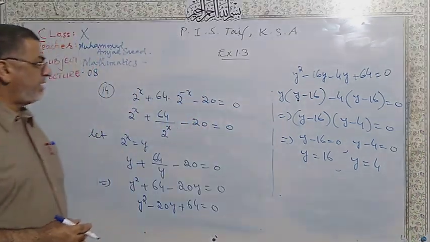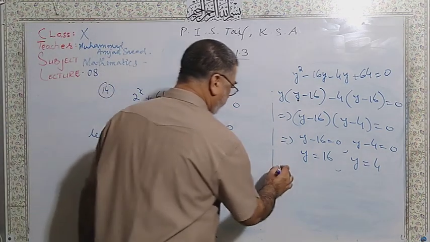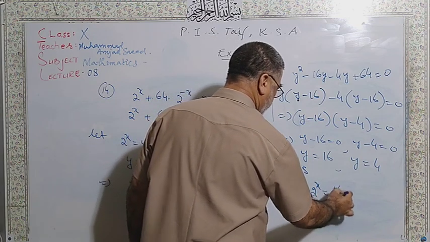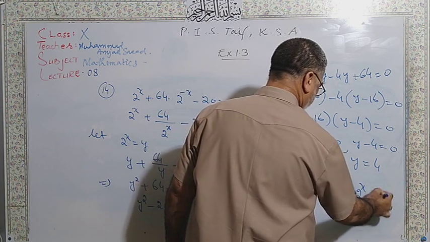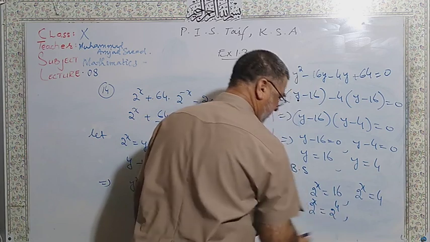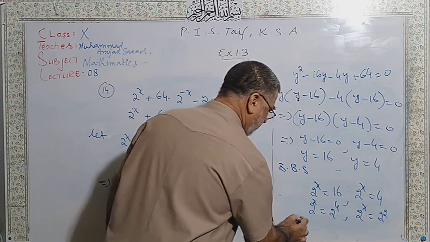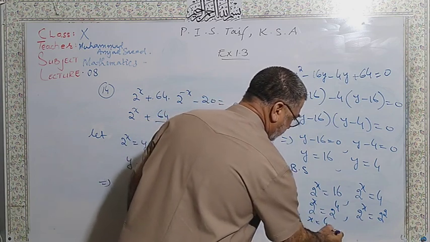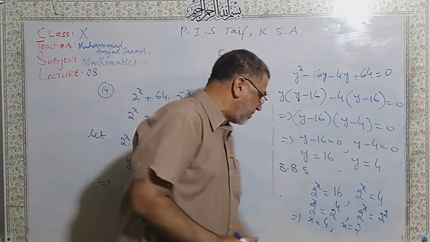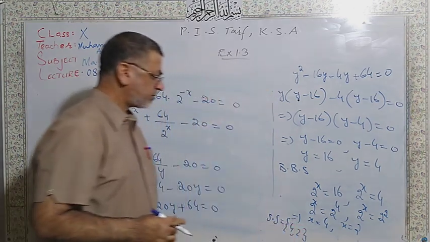You got the value of y, but you must find your answer in terms of variable x. So by backward substitution, you have y, which is 2 raised to power x, is equal to 16, and 2 raised to power x is equal to 4. You know that 2 power x is equal to 16 is actually 2 power 4. Similarly, 4 is 2 power 2. Bases are same, so powers are equal. So x is equal to 4 and x is equal to 2. Your solution set is 4 and 2.